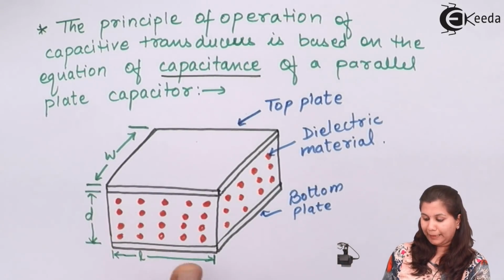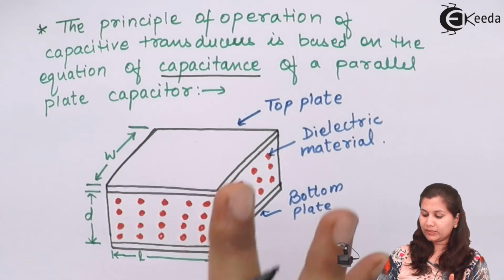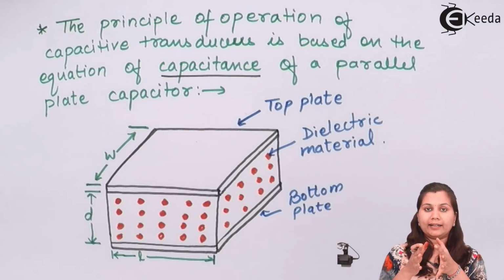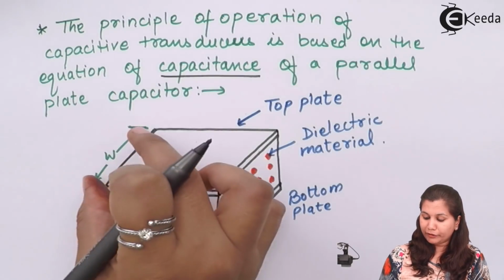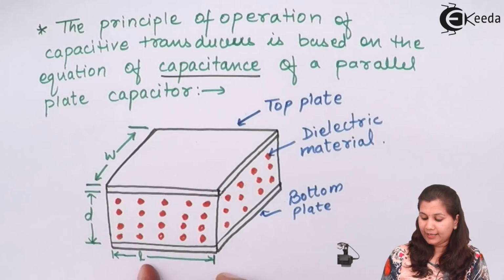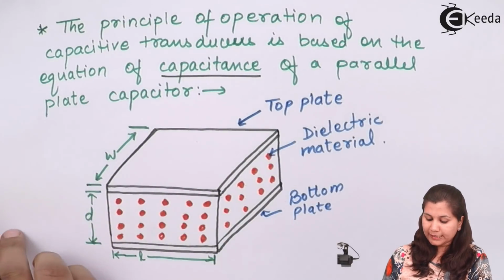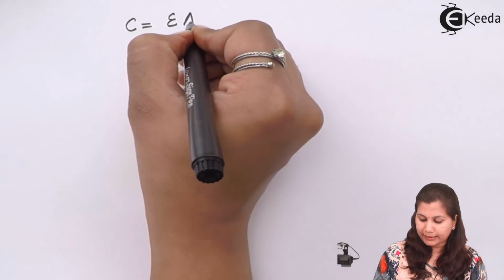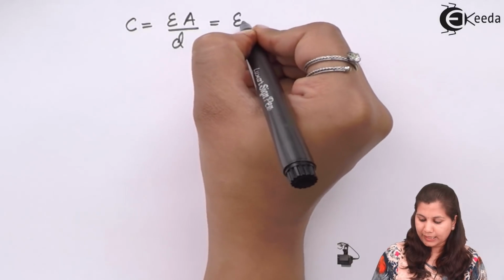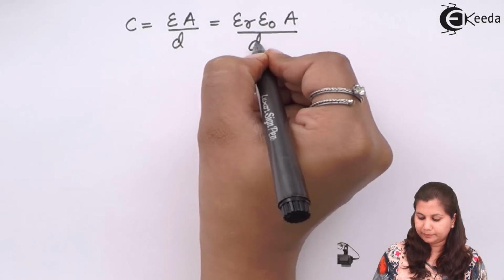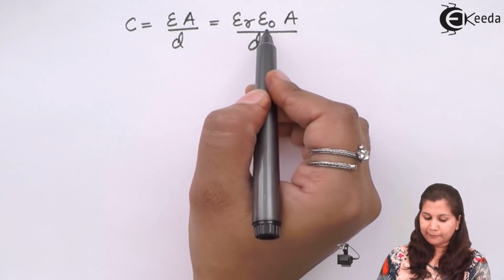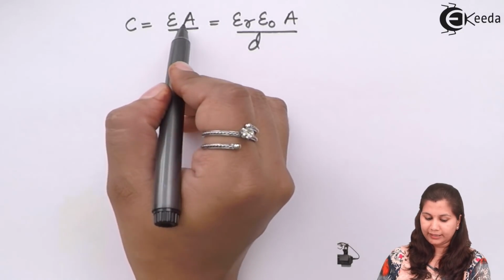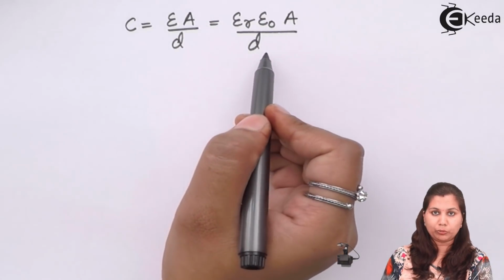So in the diagram for the parallel plate capacitor, we have two plates, a top plate and a bottom plate, kept parallel to each other at a distance d between them. In between these two plates we have a dielectric medium, and the width of the plates is W and the length is L, and D is the distance between the two plates. For this parallel plate capacitor, the capacitance is given by the equation C equals epsilon A by D, or epsilon R epsilon naught A by D, where epsilon is the permittivity of the medium, epsilon R is the relative permittivity, and epsilon naught is the permittivity of free space. A is the overlapping area of the plates, D is the distance between the plates.